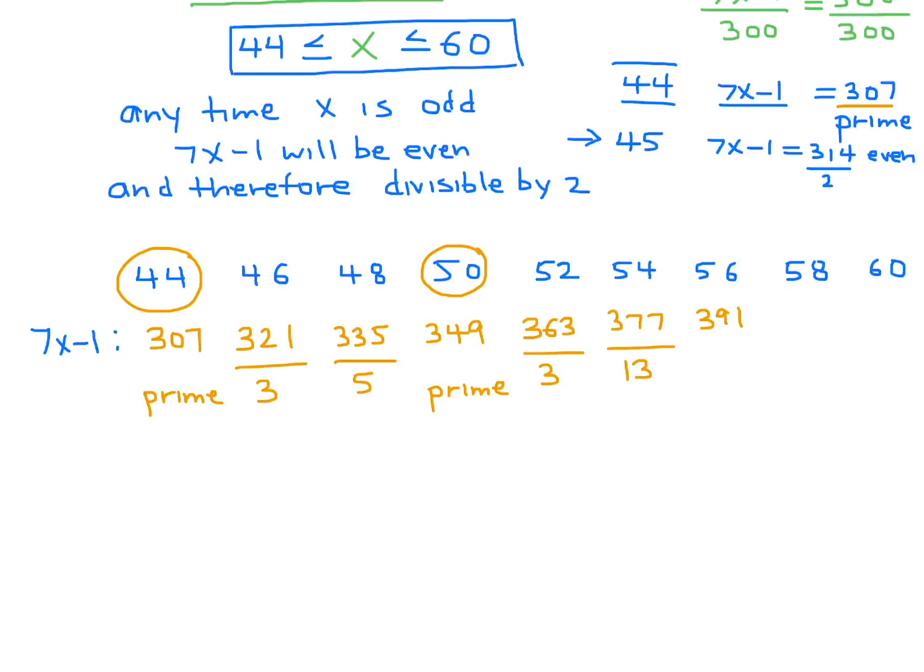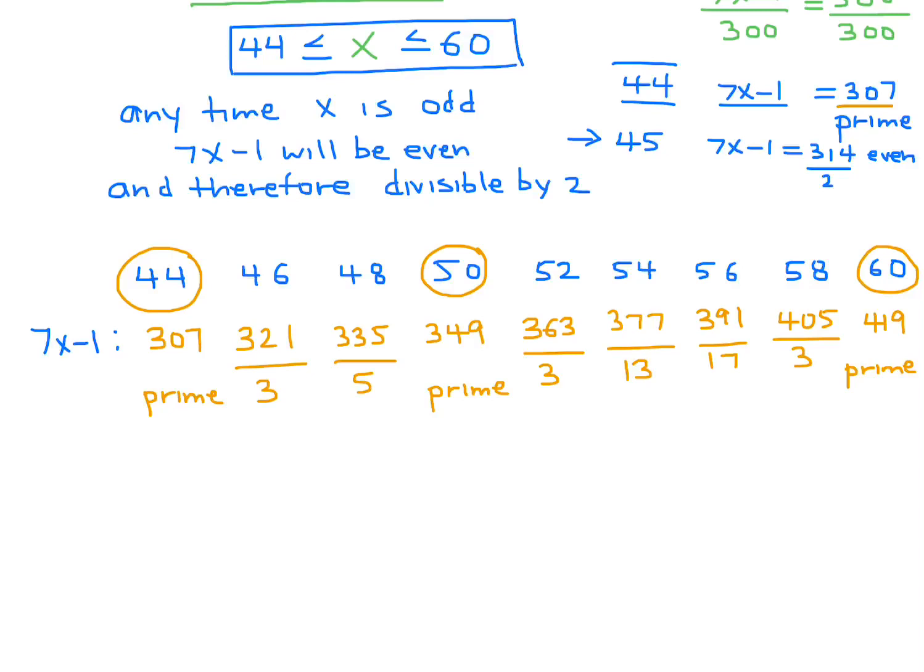56 is 391 for 7x minus 1, and that's divisible by 17. So this term will not be in lowest terms. And 58 is 405, which is divisible by 3. It's also divisible by 5. So either one, that's not going to be in lowest terms. And finally, 60 gives you 419, and that is a prime number. So that one will work. That will be in lowest terms for all of our expressions.